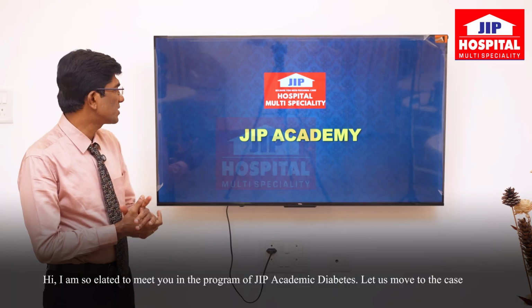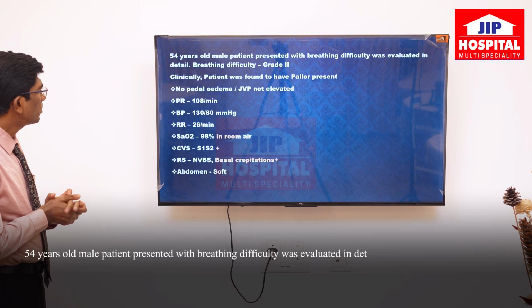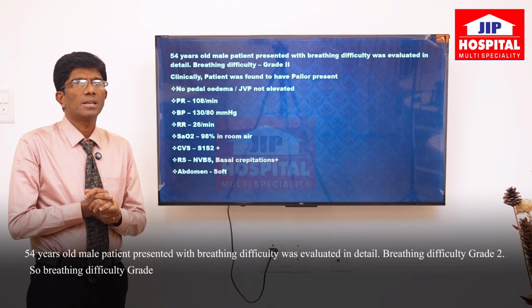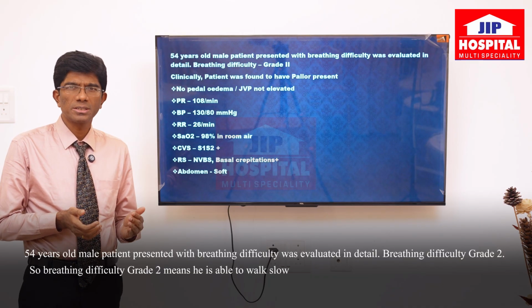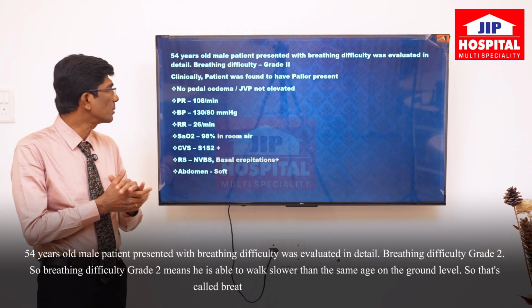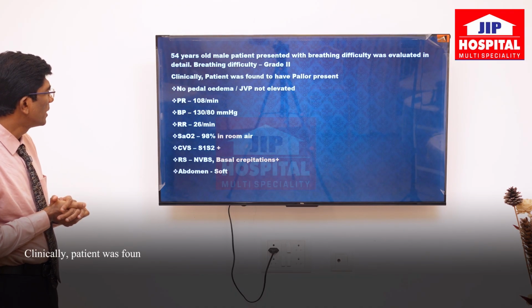Let us move to the case study. A 54-year-old male patient presented with breathing difficulty and was evaluated in detail. Breathing difficulty grade 2 means he is able to walk slower than others of the same age on ground level. Clinically, the patient was found to have pallor.